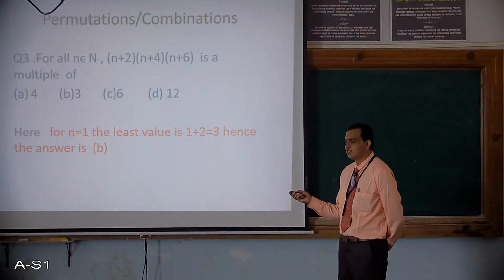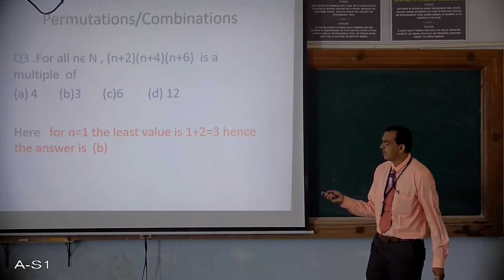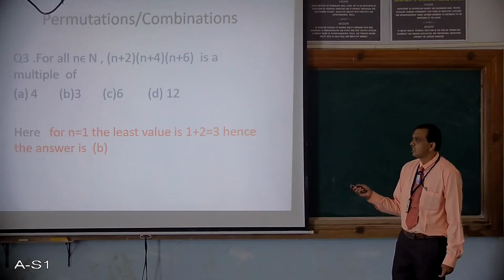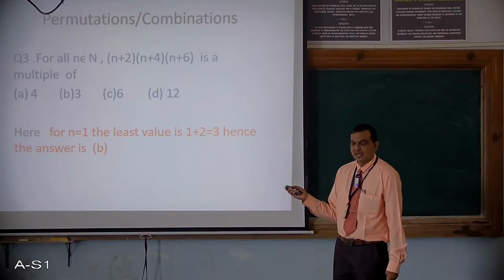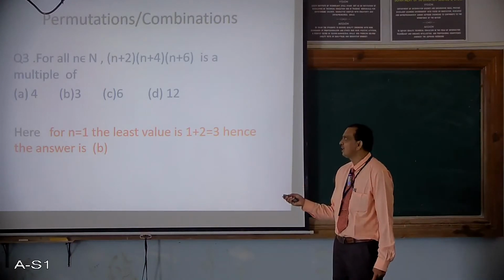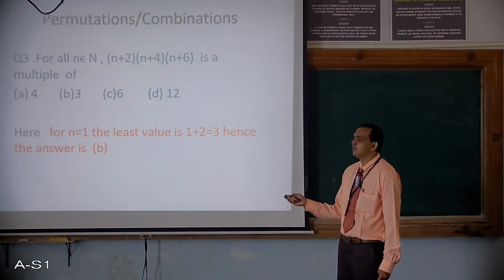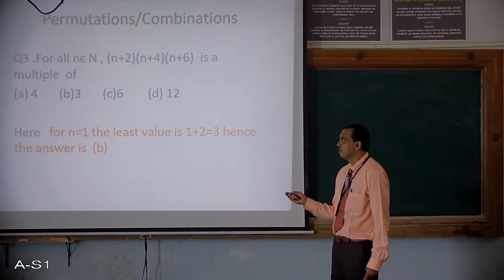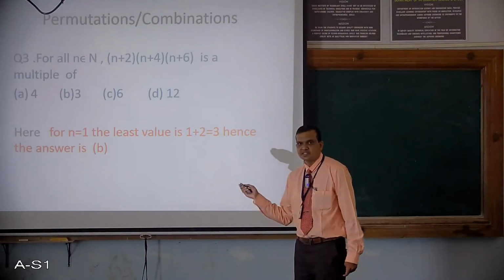So normally the questions are asked like this only. You have to be very sharp and fast in this, because the least value is important. 1 is the least value, and that value is to be substituted, and it will come out as a multiple. That's why this is a multiple of 3. So this is also a simple example, and many times such examples are repeated in CET. Next.